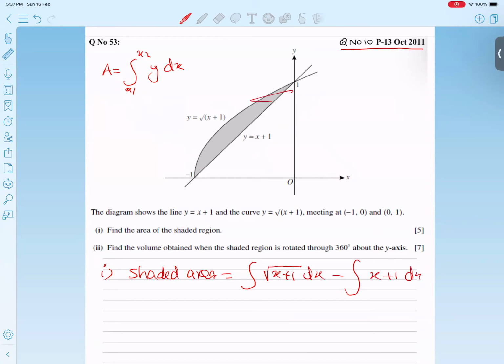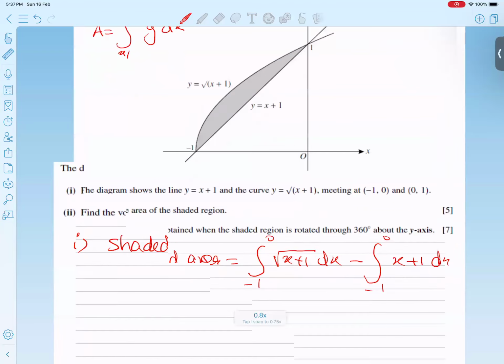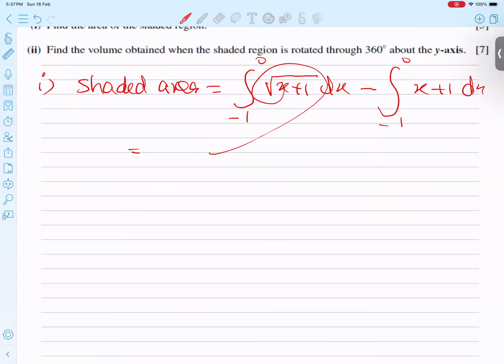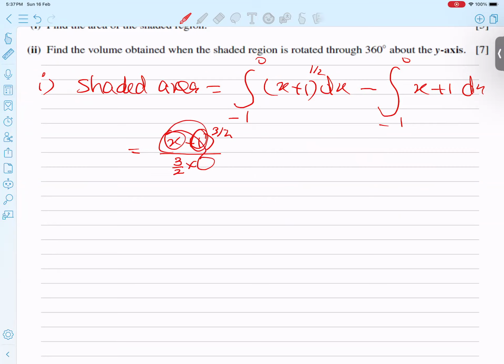And what's the limit? If we talk about this one, the lower limit is -1, upper limit is 0. So just simplify now, get ready. What is the root? It is called half. So I'm just replacing it with this half. Same thing: increase the power by 1. I got 3 by 2, divided by 3 by 2, into the base derivative. This is 0, this is 1. So 1 I must multiply here. And the limit is -1 to 0.